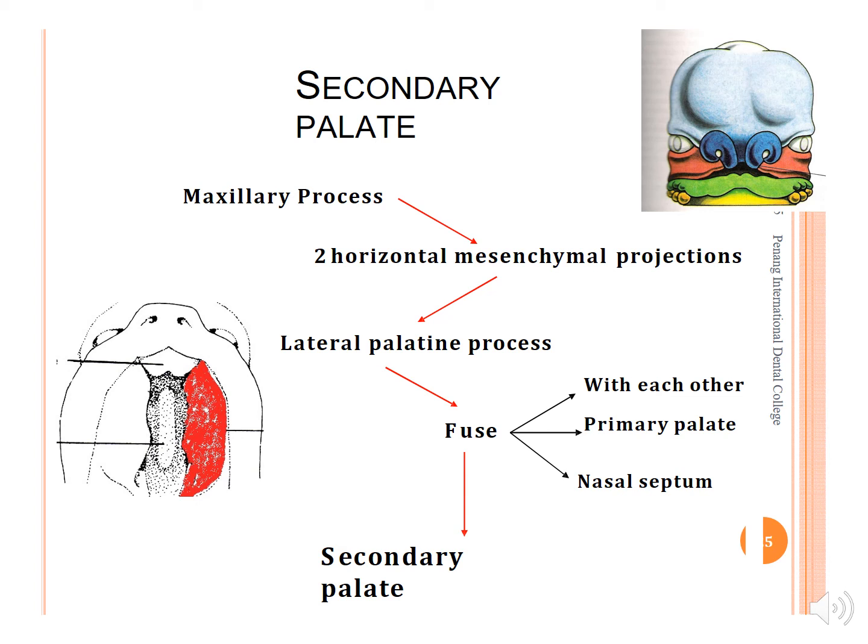By the beginning of the 8th week, however, the tongue begins to contract and move out of the way. In addition, the lower jaw drops as it grows downward and forward. By the end of 8 weeks, the palatal processes rotate rapidly upward to a horizontal position and fuse with each other and with the primary palate. The fused palatal processes form the secondary palate, and together with the primary palate, they form the definitive palate.